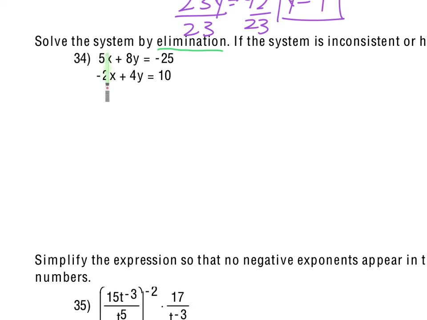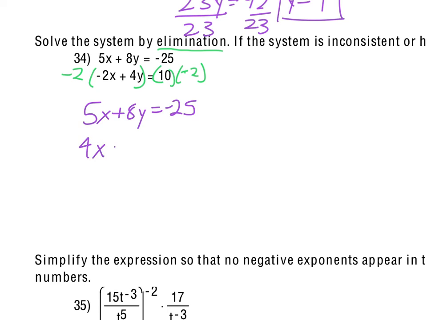If I look at the x's, I'd probably go for like a 10x and a negative 10x. That would require me to multiply both equations. If I look at the y's, I could probably keep the top one the same and then just make this a minus 8y by multiplying by negative 2. So for me, I would probably lean towards multiplying that second equation by a negative 2 because then I only have to do the one thing. So I'm just going to rewrite the top equation, 5x plus 8y equals negative 25. And if I multiply the bottom one by the negative 2, I get 4x minus 8y equals negative 20.